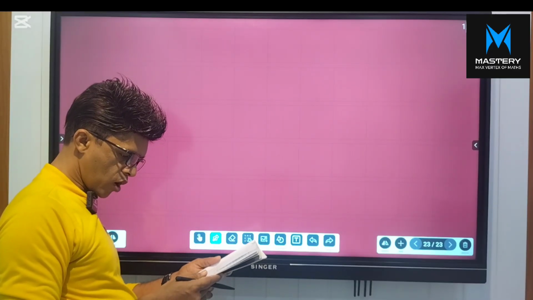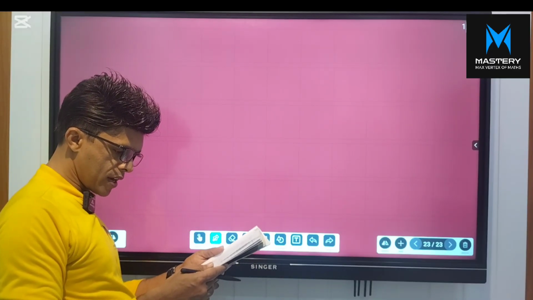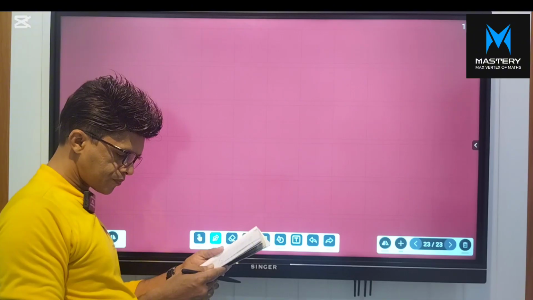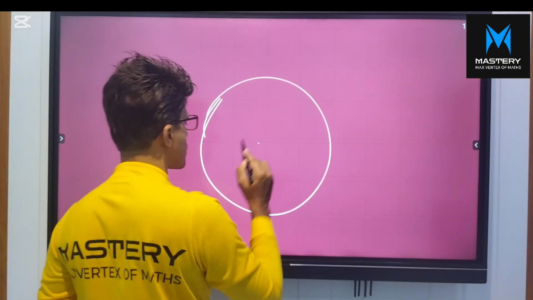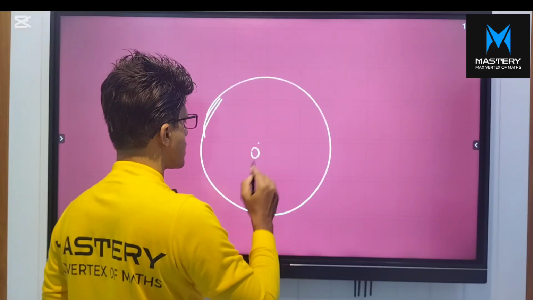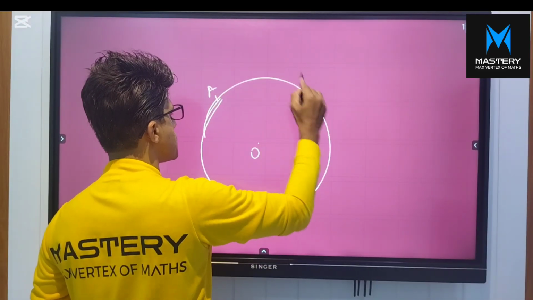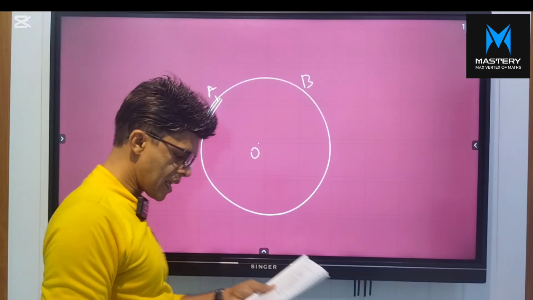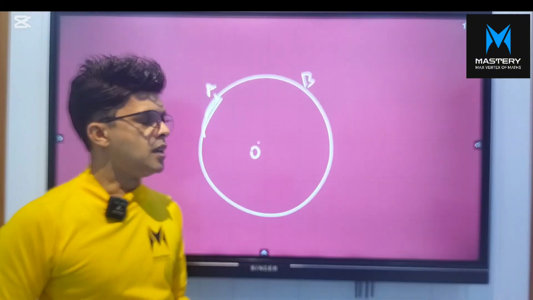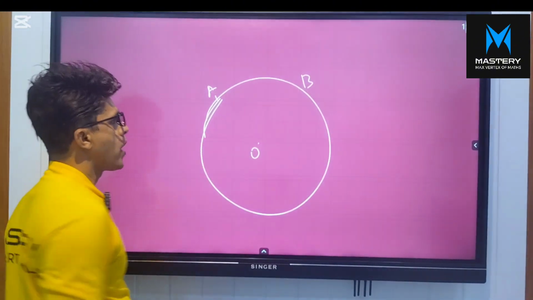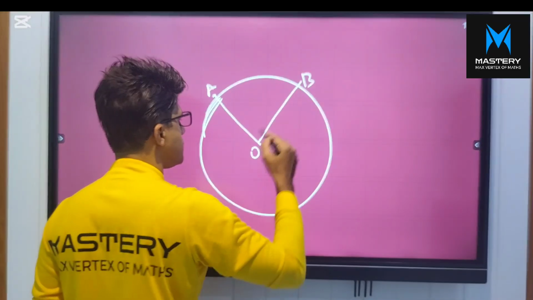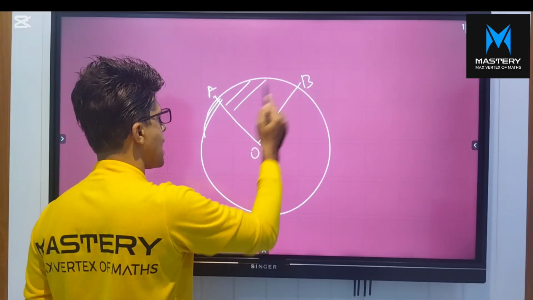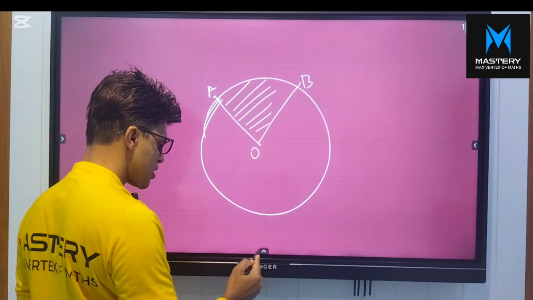Next one is, according to the data, join the points A, B and O. This is the given question, right? The center is O, this is A, this is B. It says to take a sector, so you need to join these points O, A and B. Then we are able to get a sector, and it says that we need to shade this one.